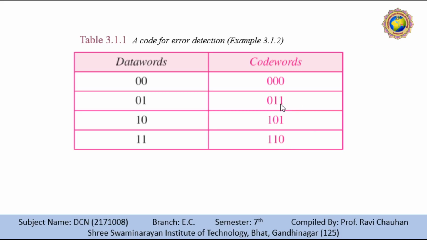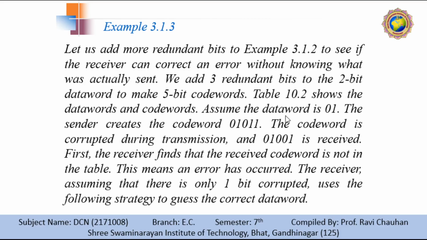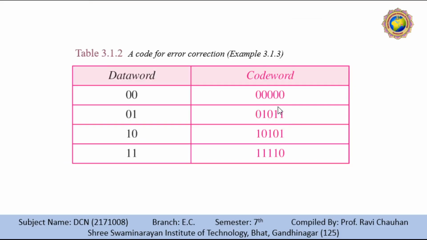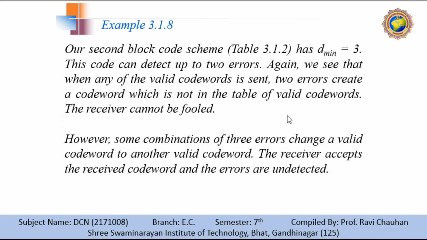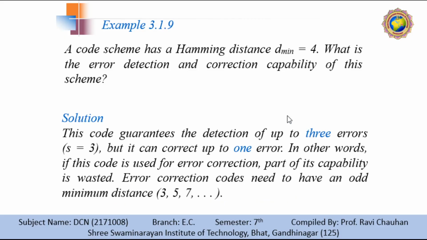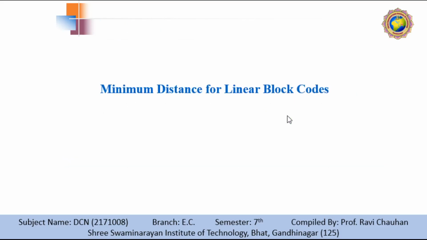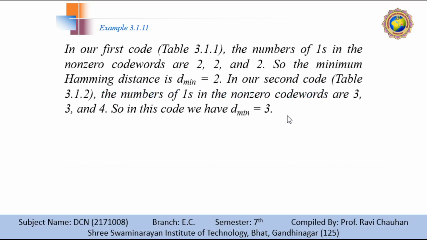In the second code, table number 2, the number of ones in the non-zero code words are 3, 3 and 4. So we can say that d minimum will be 3. Fine. So it is clear to you, the minimum distance for a linear block code. Okay, let's go ahead.